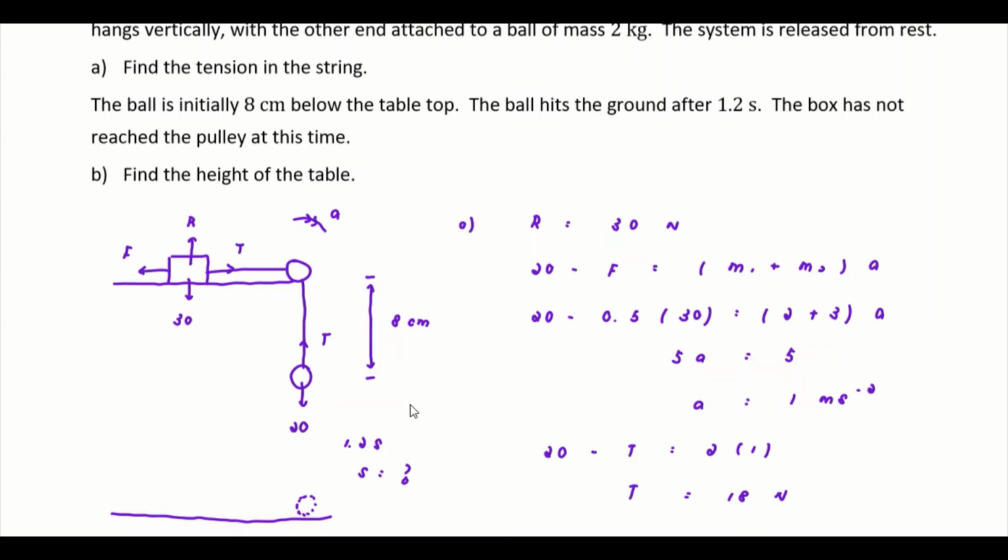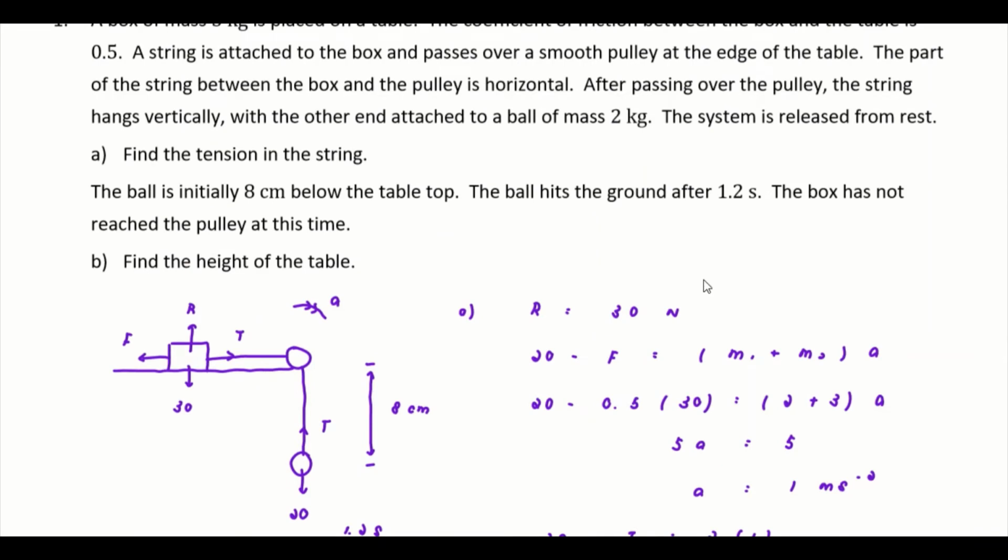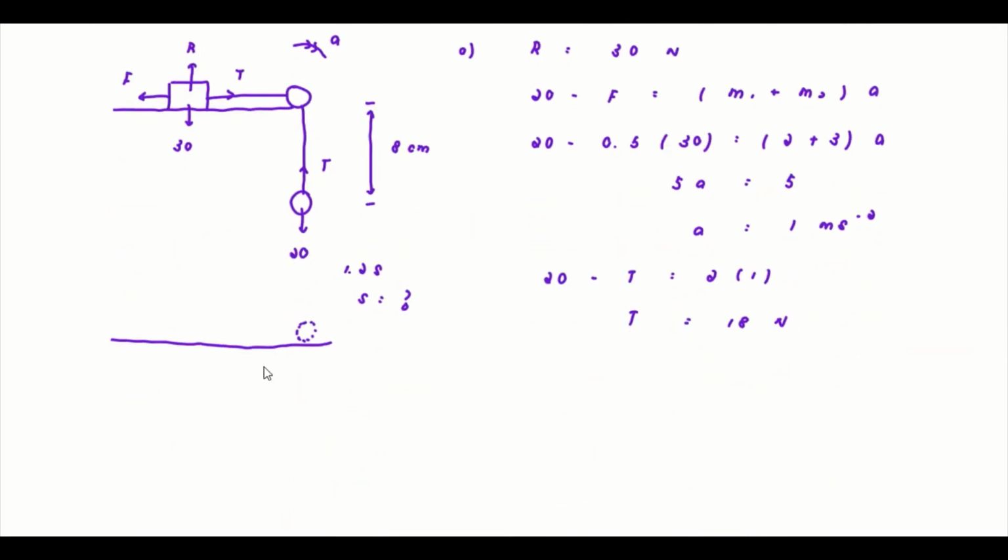Okay, so now let's see what do we have here. The question says that it's released from rest, so that's why some information that we have is the initial velocity is 0. Then we get our A from part A already, right? So acceleration is 1, and the time given is 1.2 seconds. So we want to find the displacement.